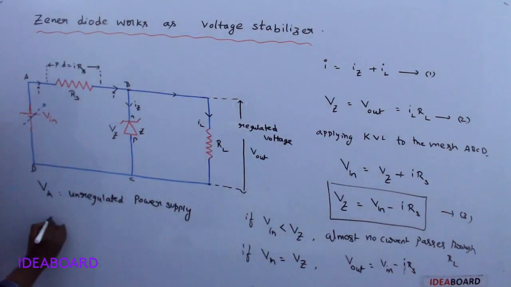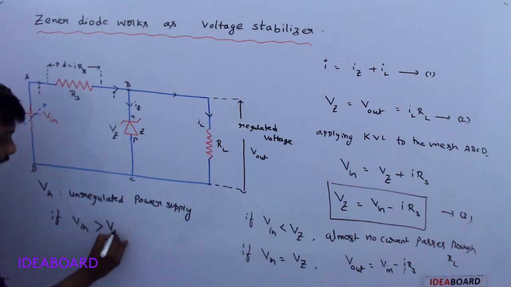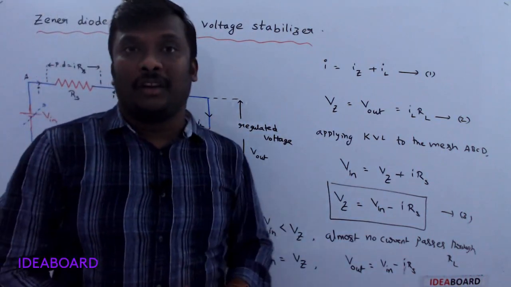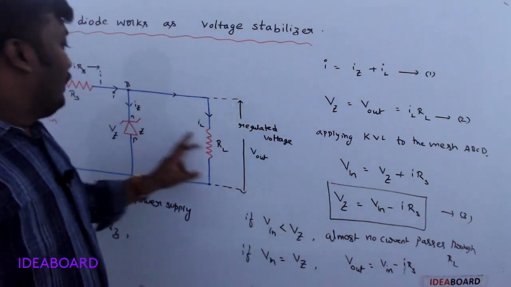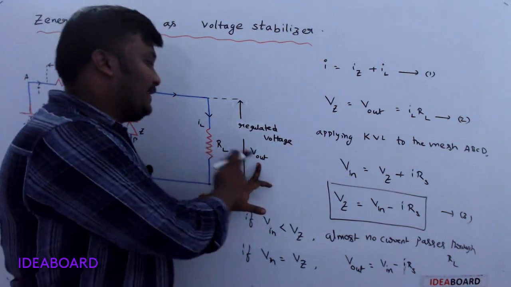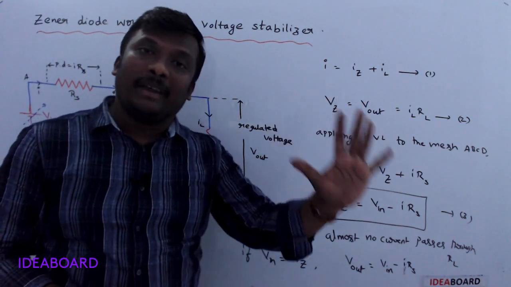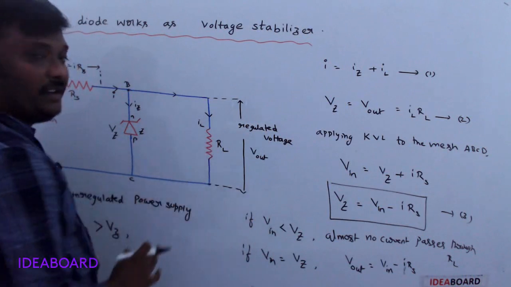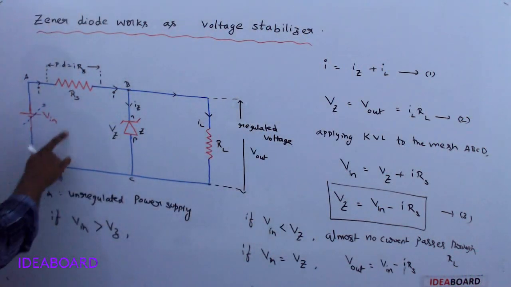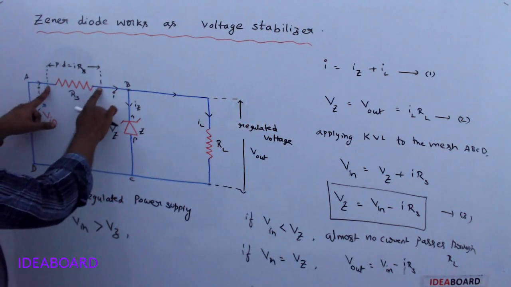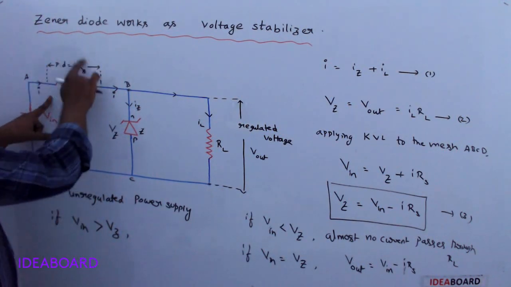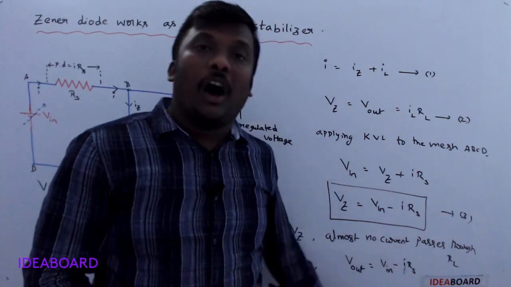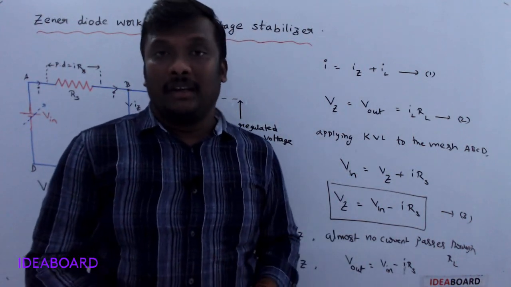If suppose the V input is greater than the Vz, the output voltage is greater than the Zener voltage, even though the voltage across the load resistor always remains constant. Okay, sir, how is it possible that the voltage across the load resistor remains constant? Whenever the V input value increases, the potential drop across the RS increases. Whenever the potential drop across the RS increases, the output always maintains a constant value.